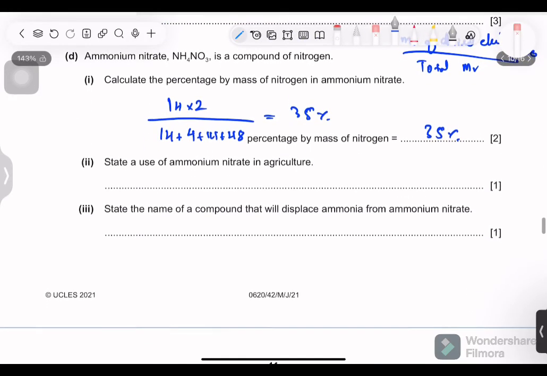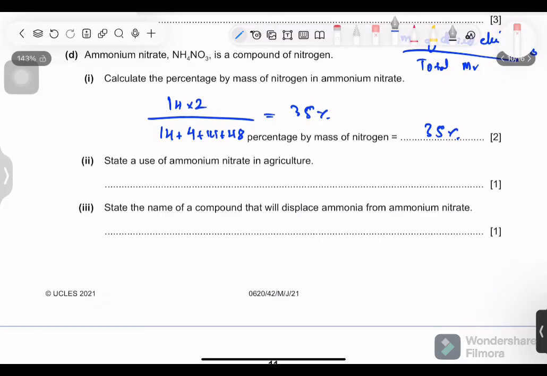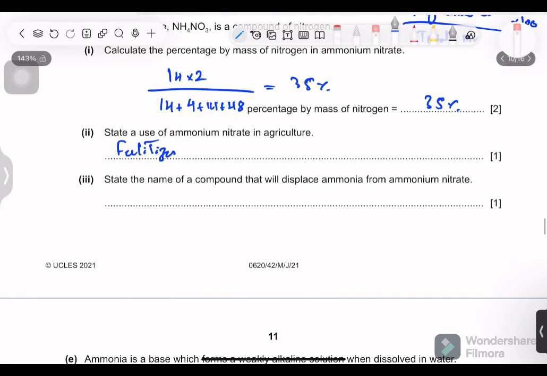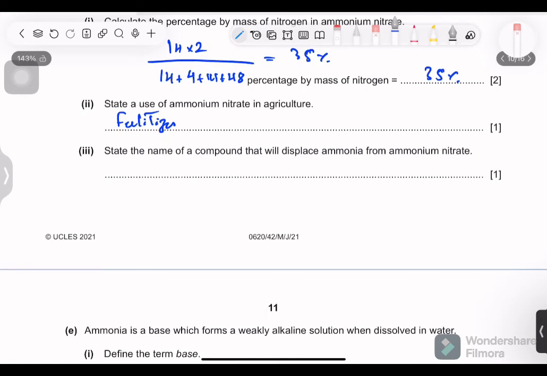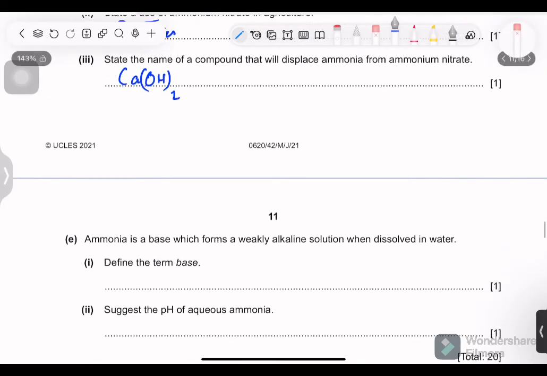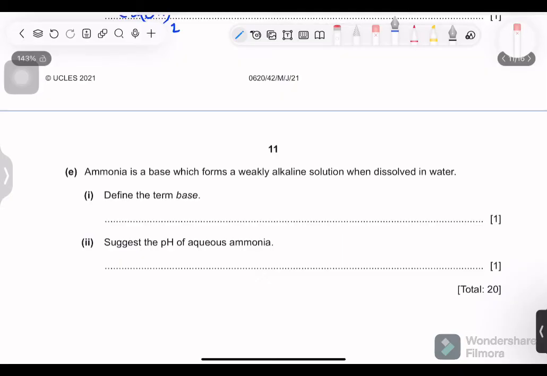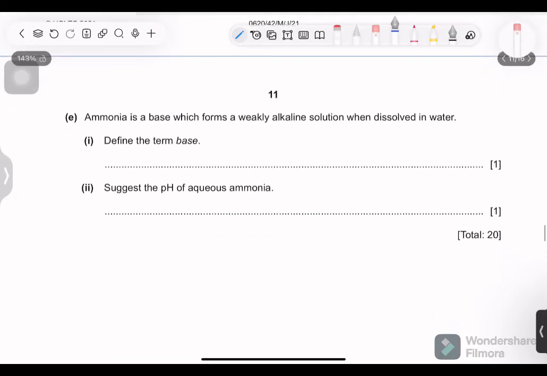See the use of ammonium nitrate, it's a fertilizer, pretty obvious. Fertilizer, because of nitrogen. State the name of a compound that will displace ammonia from ammonium nitrate. So there should be a base, and one used in farming and agriculture is calcium hydroxide. Ammonia is a base which forms a weakly alkaline solution when dissolved in water. Define the term base. So bases are proton acceptors, meaning they accept hydrogens. Proton means hydrogen in this definition. They are proton acceptors.